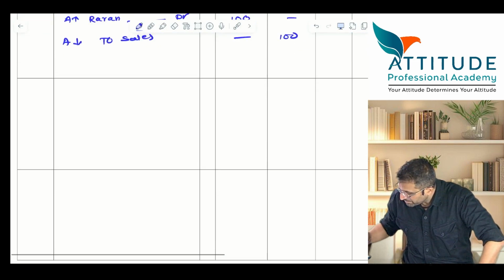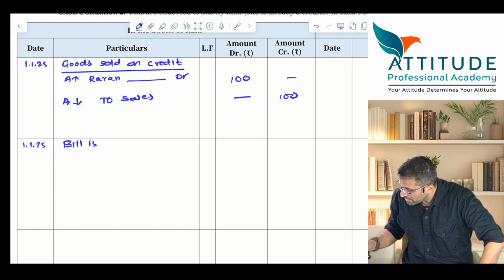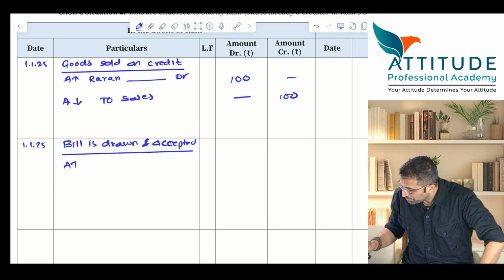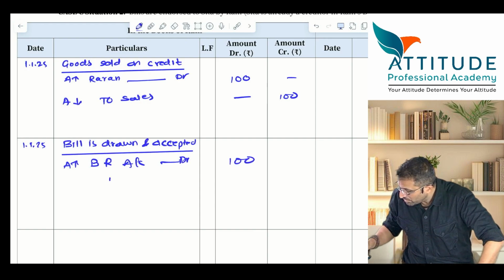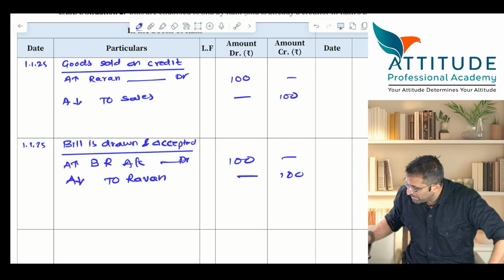Next, bill is drawn and accepted. Entry, BR account debit to Raman. Raman account is getting closed. Raman is now represented by bills receivable.